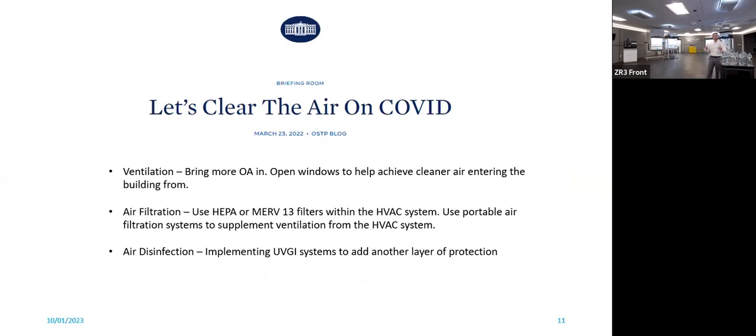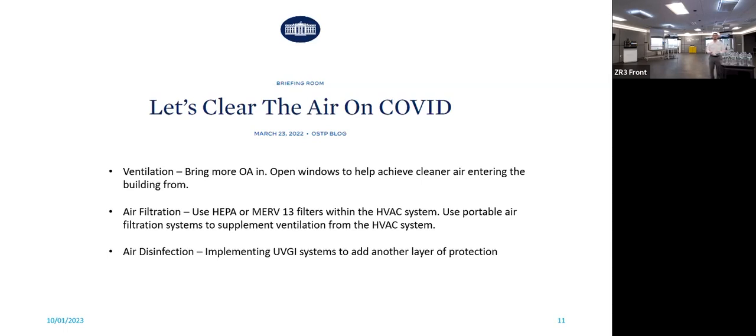Air filtration, great. But if you see, it says use HEPA or MERV 13 filters within an HVAC system, okay. Majority of HVAC systems cannot handle either HEPA or MERV 13. Or it says use portable air filtration systems to supplement ventilation from the HVAC. Okay, portable air filtration systems. Everybody's heard of that. A lot of people have them in their home, but is it right in a commercial setting? Answer is no, and I'll talk about why.